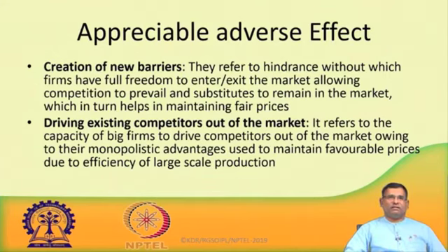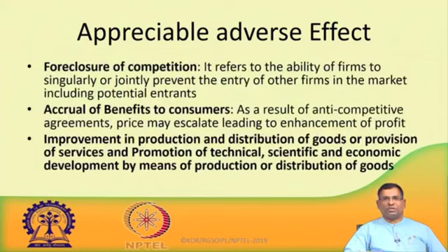And the second category is predatory in nature. What do you mean by predatory in nature? It is driving the existing competitors out of the market so that you can completely capture the market. So, it is firms driving competitors out of the market owing to their monopolistic advantages, used to maintain favorable prices due to the efficiency of large scale production, or because of their dominant position in the market for various reasons. So, they can drive the small players out of the market. So, this also has an adverse effect on competition.